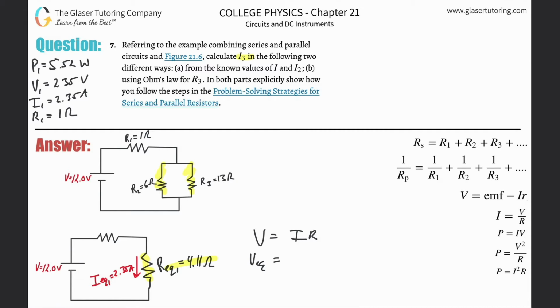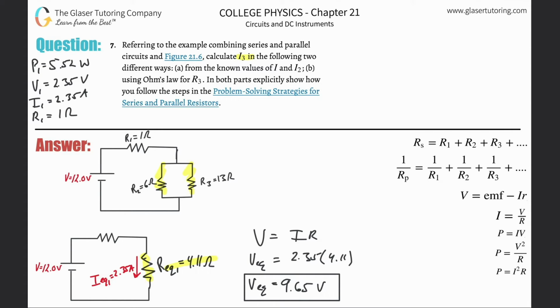So the current here is going to be 2.35 multiplied by that equivalent resistance, which was 4.11. Now, let me go back and get the exact value. It wasn't exactly 4.11, it's 4.105 and so on. So we'll take that and multiply it by the 2.35, multiplying those exact values. So I get a voltage of 9.65 volts.